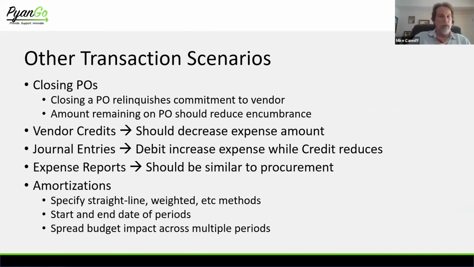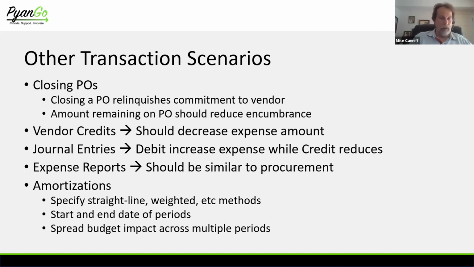And then, of course, you also need to handle these other scenarios. Let's say I order 100 widgets from a vendor. I create the PO. I've committed it. And then I only receive 90 of the widgets, and I have a voucher or vendor bill for 90. So then I'm going to close out the PO for the remaining 10. When I do that, I'm relinquishing that commitment. Therefore, my remaining amount should be able to go back up. The software needs to be able to account for that.